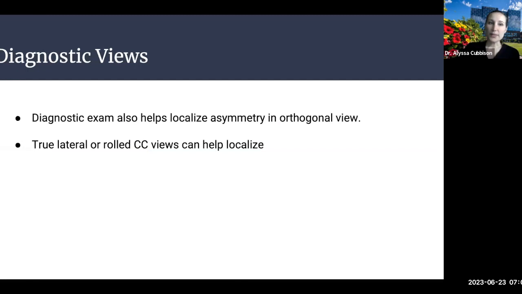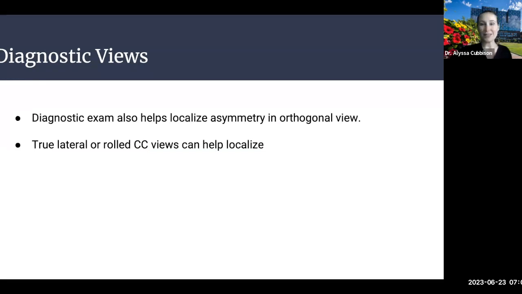Another purpose of diagnostic views is to help localize an asymmetry in the orthogonal view. What that means is, as I said, asymmetries are truly one-view findings. So if it's something you believe persists and you want to ultimately pursue an ultrasound, it is certainly helpful for the sonographer to have a quadrant of the breast to which you can localize the asymmetry.